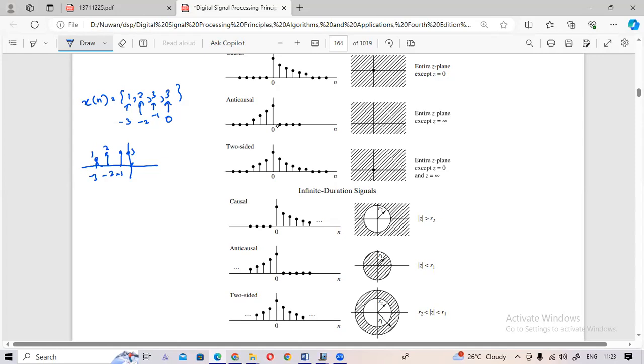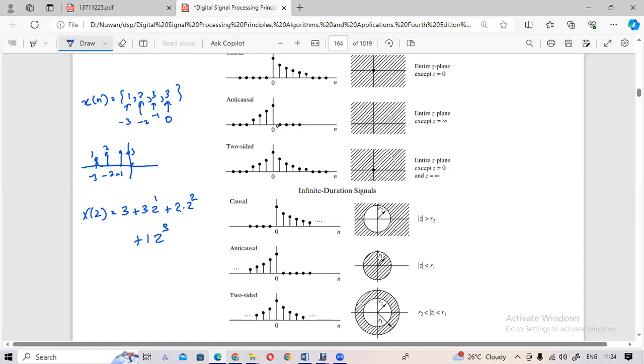If you find the Z transform for this kind of signal, you will have 3, plus 3 Z to the minus minus 1, so it will be plus 3 Z. Plus 2 Z to the minus minus 2, so Z squared, plus 1 Z to the minus minus 3, so it will be Z cubed. So this kind of sequence you will have.